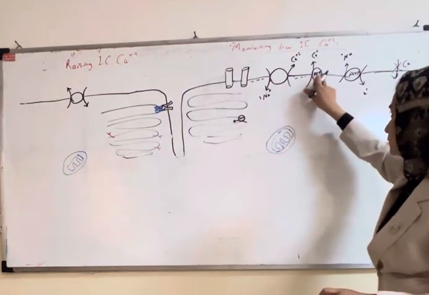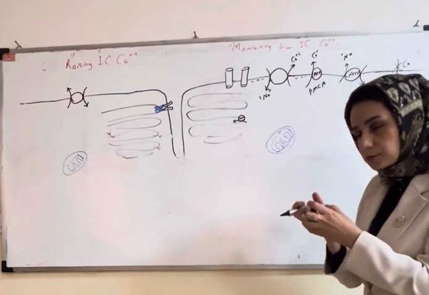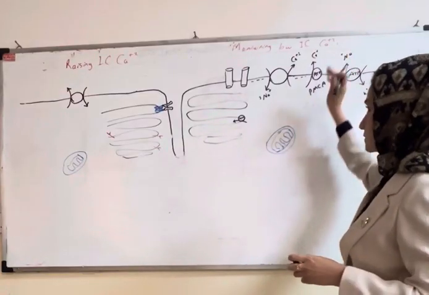So the plasma membrane calcium ATPase, PMCA, moves calcium outward, moving calcium away from the cell to the extracellular space.